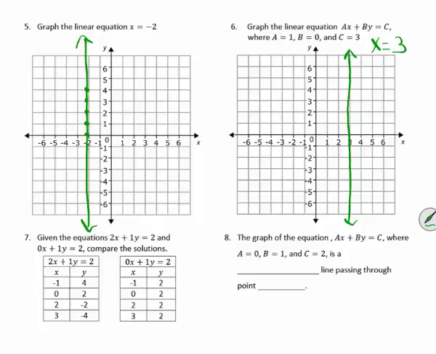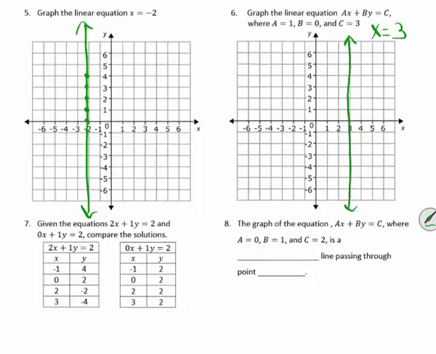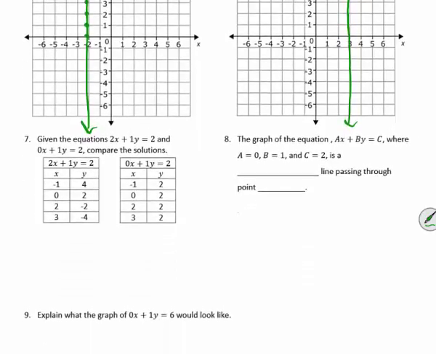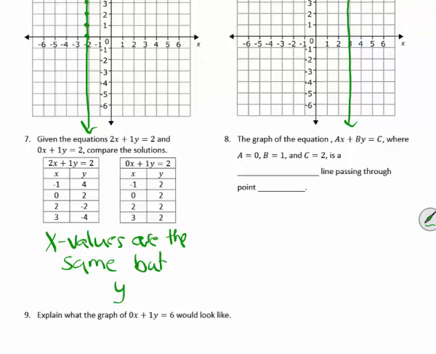So those are our vertical lines. Given the equations, now let's take a look at some horizontal. So now here notice that the x values are the same, but our y values are different between the two charts.